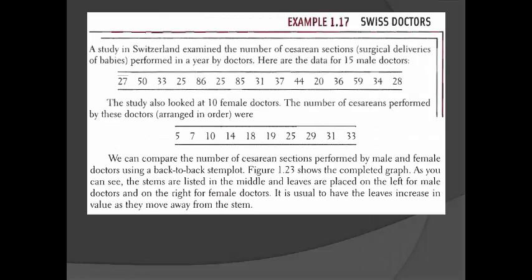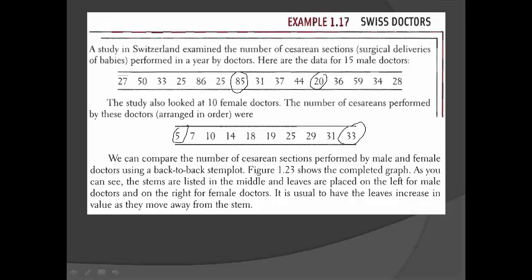Okay, now look at this particular study here. It says a study in Switzerland examined the number of cesarean sections performed by doctors. Here's the data for 15 male doctors, and then right below it is the data for 10 female doctors. When we start looking at the spread of our data, we see here that our low number is 20, but the high number is 85. Down here we see that the low number is 5 and the high number is 33.